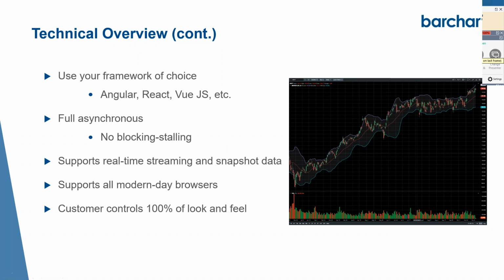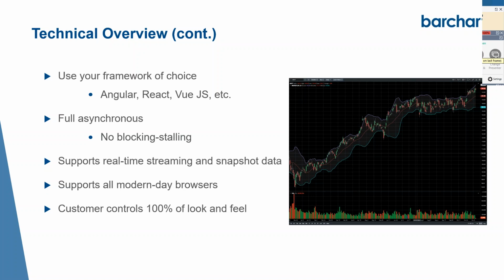Going on with continuing with the technical overview here, I've already said this, but you can use the framework of your choice. We certainly don't require one, so the library that we give you is written in plain vanilla JavaScript. It's fully asynchronous. There's no blocking. There's no stalling. It's very high performance. We use this exact same library in our new flagship product, which is called Commodity View, which I'll give you a glimpse of that here in a minute.